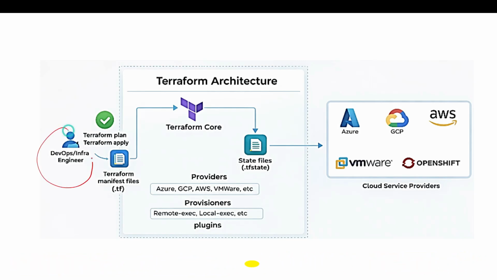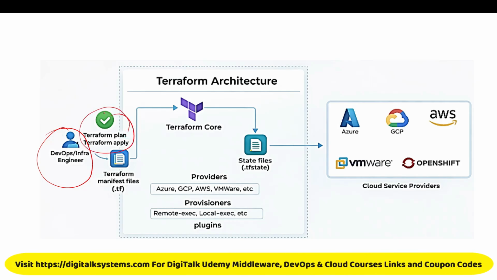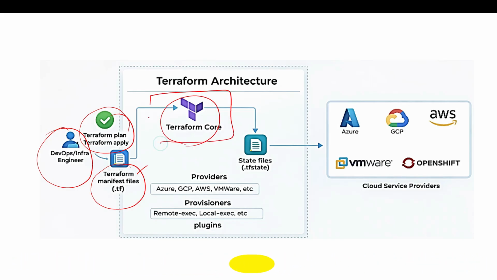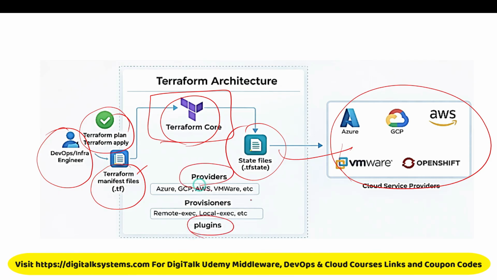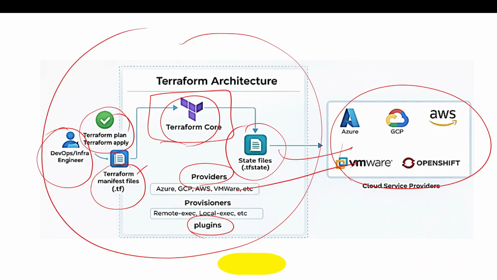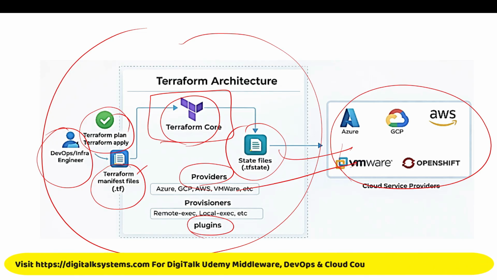Here you can see that developers or infra engineers are working in Terraform. They run some commands, and these commands are based on some configuration files. After the configuration files there is the Terraform core, which is the core heart or engine of Terraform. Then you can see there are state files, and it is talking to multiple cloud service providers, and then we have plugins and different providers. So how it actually works, that means when we are working in Terraform, what we will be doing and how Terraform is executing our scripts or code.